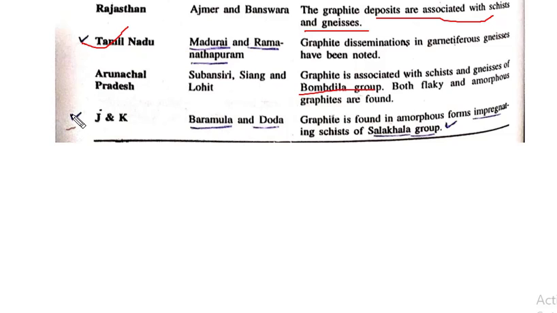Jammu and Kashmir, a union territory now, is where you find these graphite resources, but reserves have not yet been calculated. The districts are Baramulla and Doda. They lie in the Himalayas. The graphite in Baramulla and Doda is found in amorphous forms, meaning in the form of powder which does not have any definite crystal system, impregnating schists of the Salkala group. Here also the Salkala group is very important.